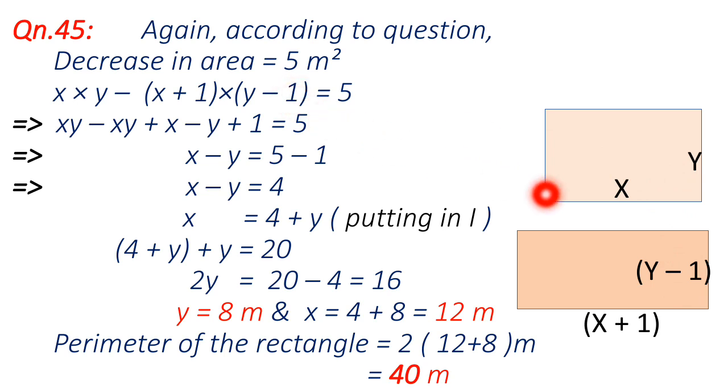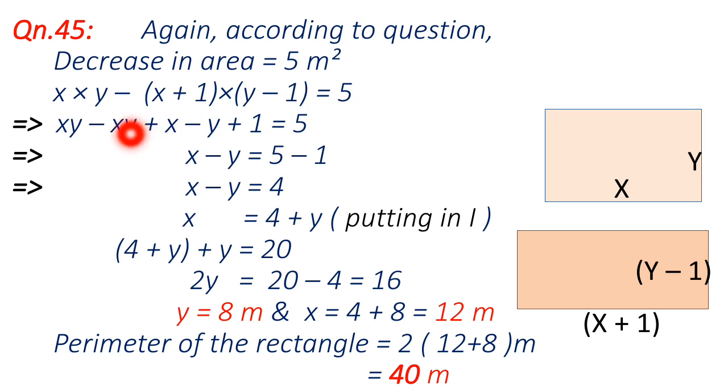So we have the area x into y. After changing, the new area is (x plus 1) into (y minus 1), correct? So this is the area which is greater, and this is the new area which is decreased by 5. So when we subtract the smaller area from the greater area, we'll get 5, correct. It is given in the question that the area is decreased by 5 meter square.